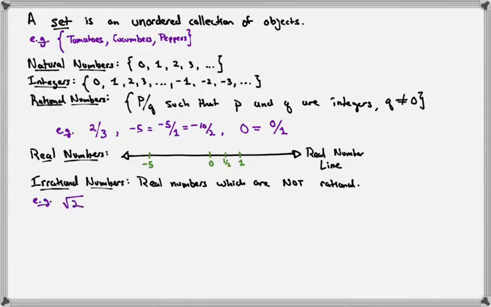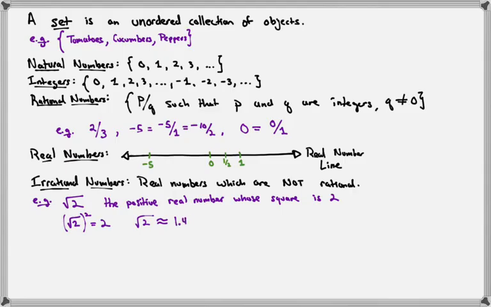Classical examples of those would be the number square root of 2. What is square root of 2? It's the positive real number which I square to get 2. So in other words, square root of 2 is the number that when I square it gives me exactly 2. It turns out that square root of 2 cannot be expressed as a fraction. That's a non-trivial fact, but it is true. I can ask a calculator to estimate its value for me, and it tells me that the value is approximately 1.414. So if I was to square 1.414, I would get approximately 2. And we can see that it's on the real number line, a little bit to the right of 1.